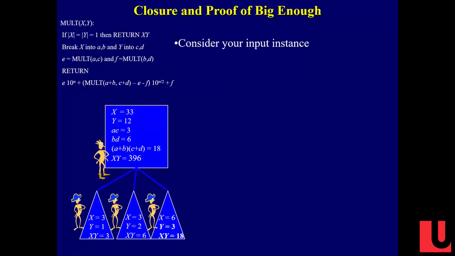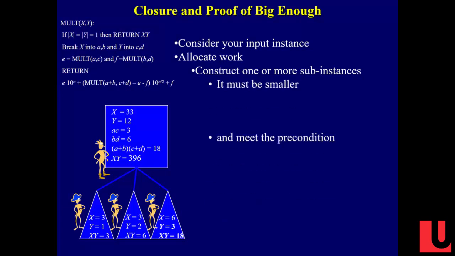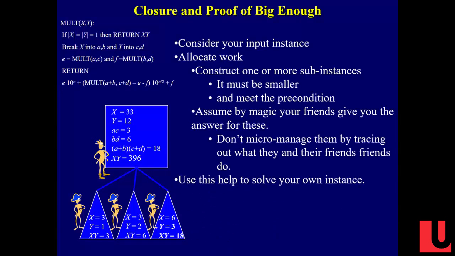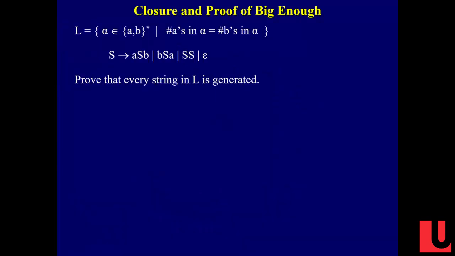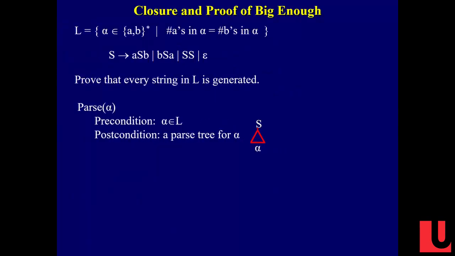All right. So how do you do recursion? Remember recursion? I have an input, and I can allocate work to my friends as long as what I give my friends is smaller and meets the precondition, right? And then my friend gives me an answer, and I use his answer to get the answer to my problem, right?